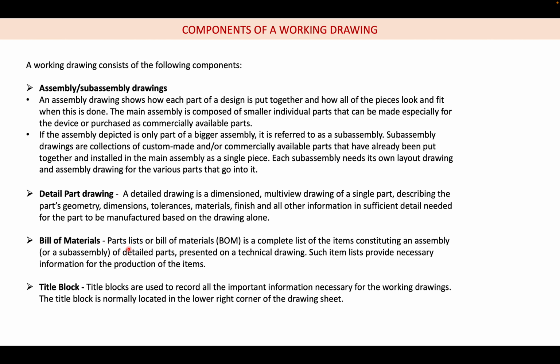We saw that the bill of materials is basically the parts list. What are all the parts? Both the standard parts and the custom made parts need to be listed. It is a complete list of the items constituting an assembly or a sub-assembly of detailed parts, presented on a technical drawing. Such an item list provides necessary information for production. If the fabricator sees the bill of materials, the parts and the materials, he will be able to roughly estimate the cost of production of this part. So the bill of materials is important.